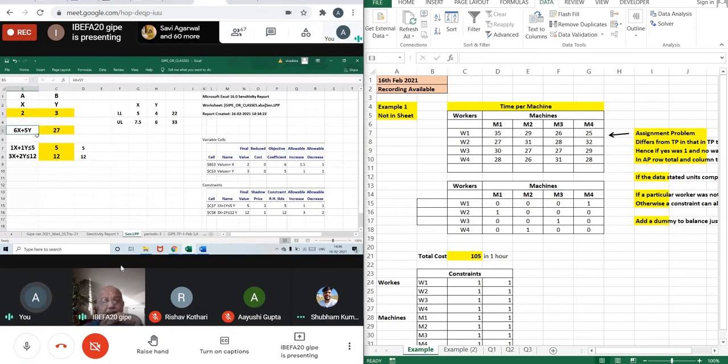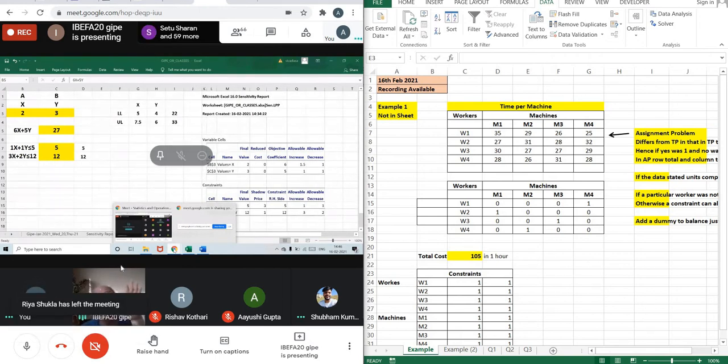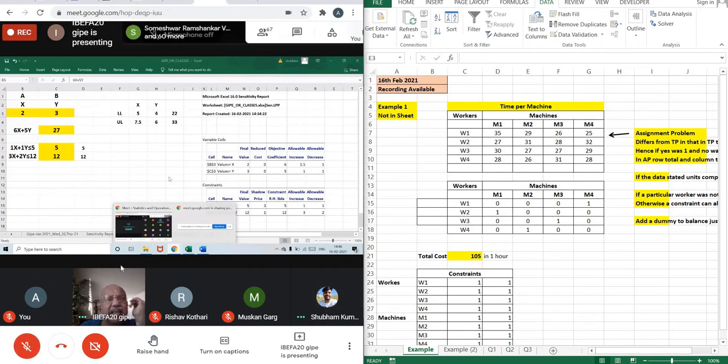Okay, sir, is that clear? On what basis are we determining the marginal increase or decrease? How does it affect your profit? Yeah, so sir, on what basis is Excel saying that on a profit of 6, the marginal increase of 1.5 is allowed?